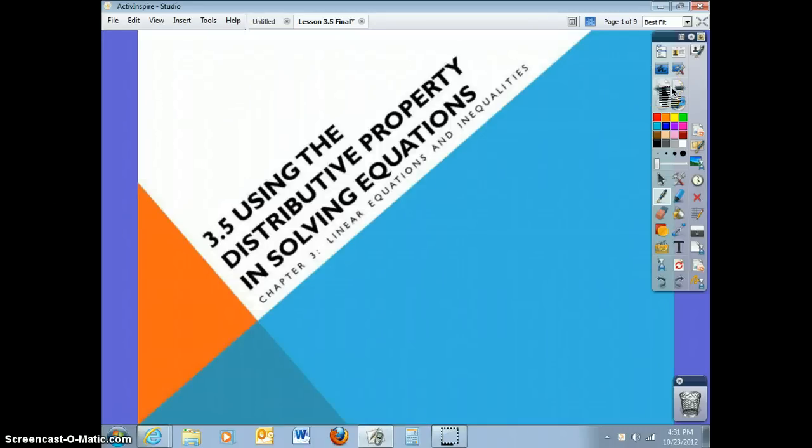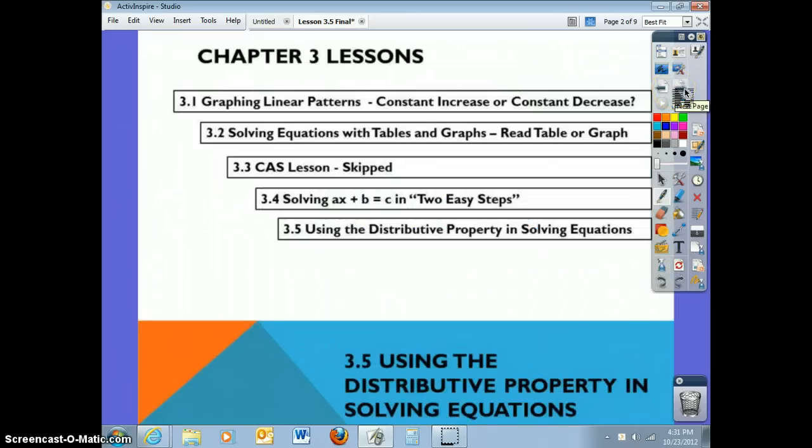Okay, now we're going to do lesson 3.5, which is to use the distributive property to solve equations. And again, it's going to be linear equations because all of chapter 3 is linear equations. Let's talk about what we've done so far.